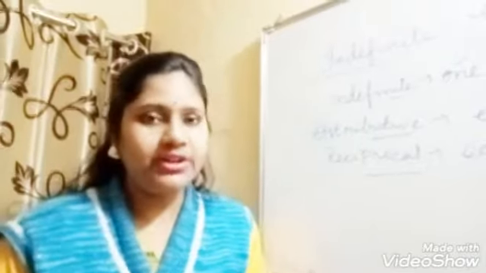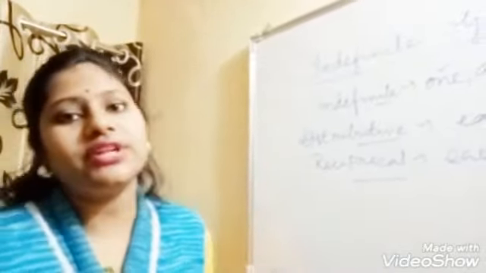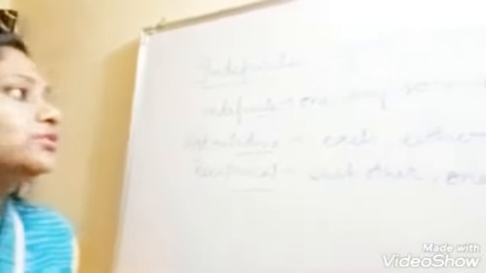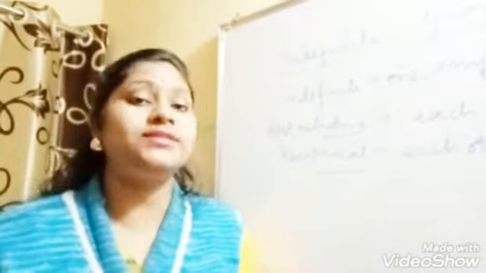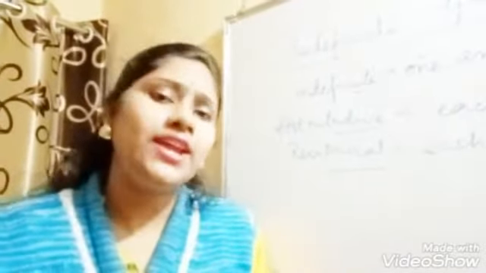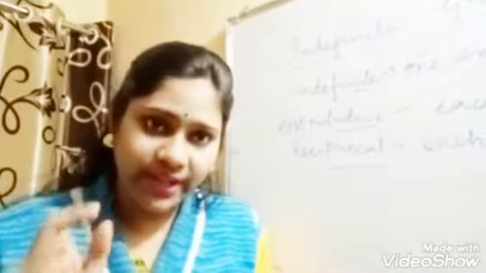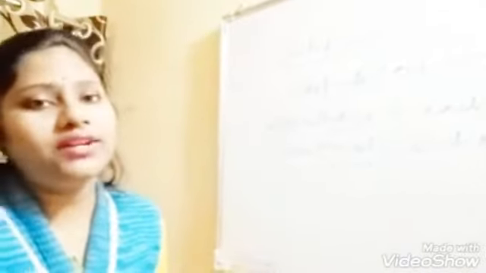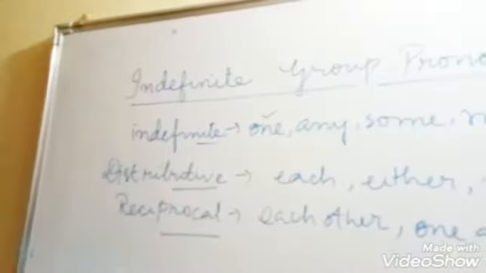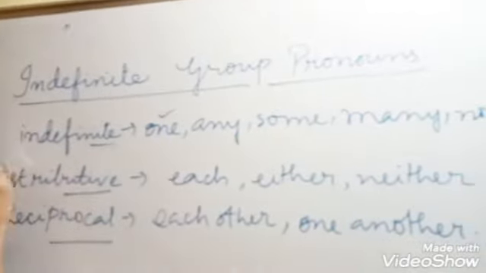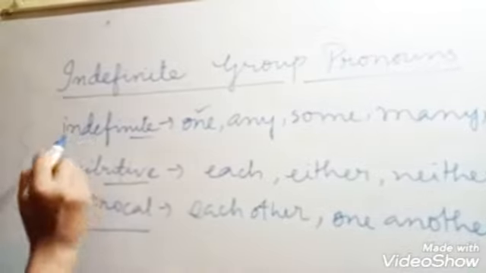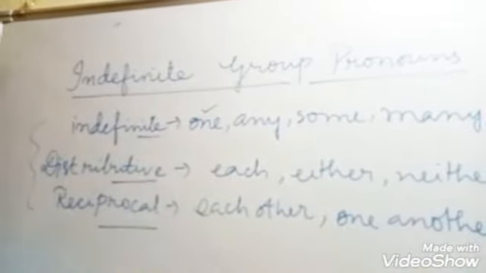So we have completed our discussion on definite group pronouns and we move on to indefinite group pronouns. See, when I say Ravi is a good boy and then I replace the word Ravi by saying he is also a good player, here the word he is referring specifically to Ravi. So it comes under definite group pronouns, like the personal pronoun he. But in indefinite group pronouns, you can classify them into three types: indefinite, distributive, and reciprocal.